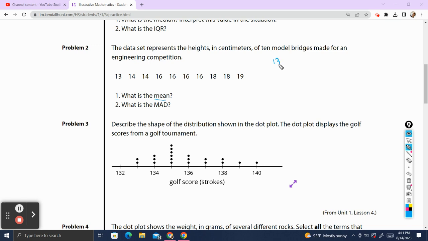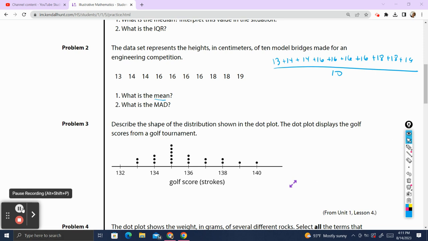So in this case, we're going to add 13 plus 14 plus 14 plus 16 plus another 16 plus another 16 plus another 16 plus 18 plus 18 plus 19. And we're going to divide by the number there are, which is 1, 2, 3, 4, 5, 6, 7, 8, 9, 10. 10 data points. After we do this, we're going to plug it into a handy-dandy calculator and calculate this value.